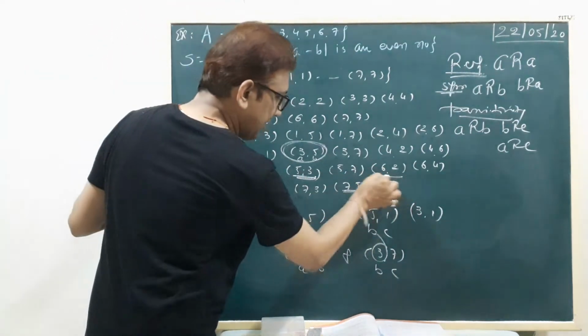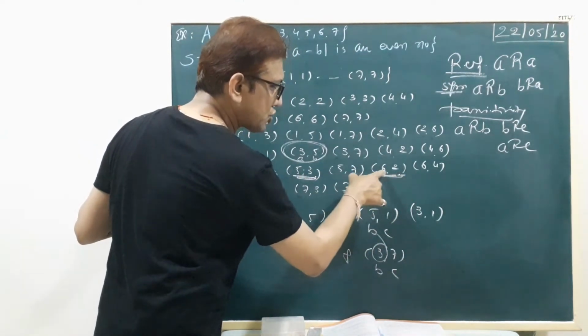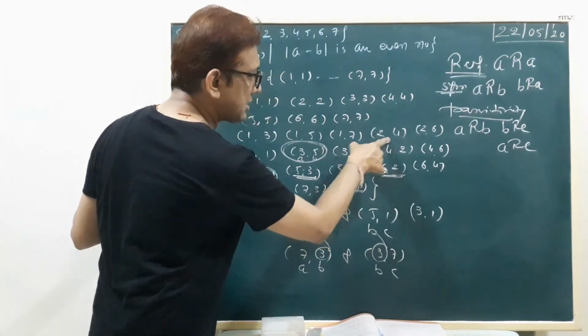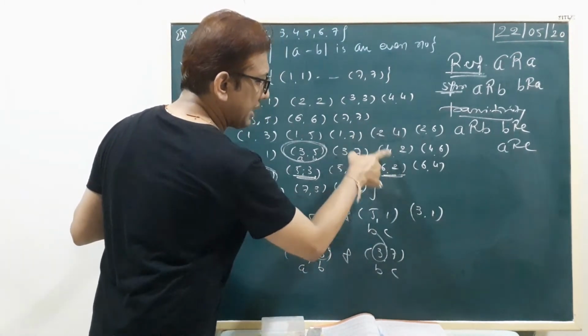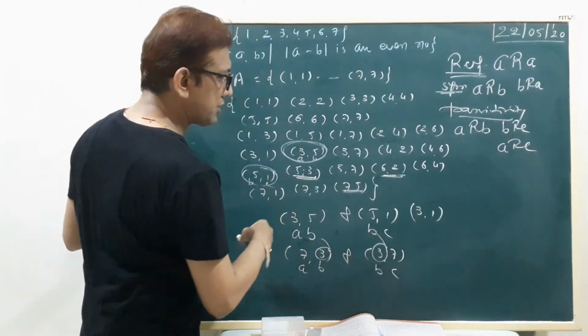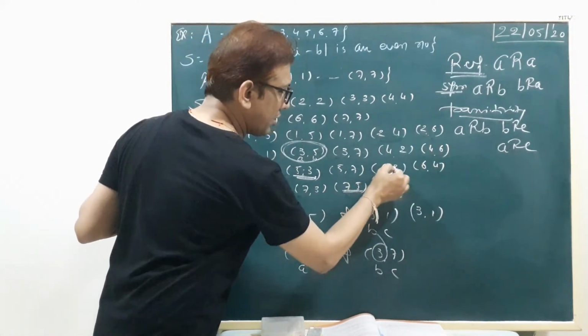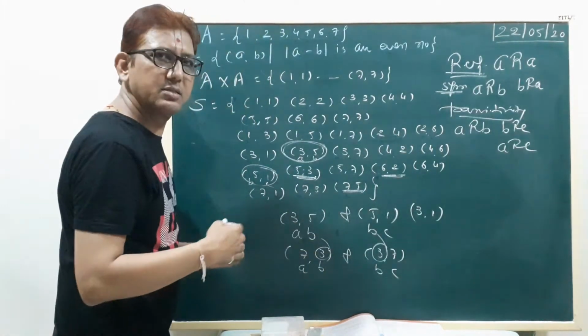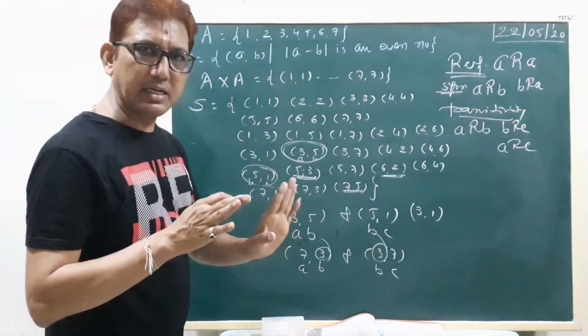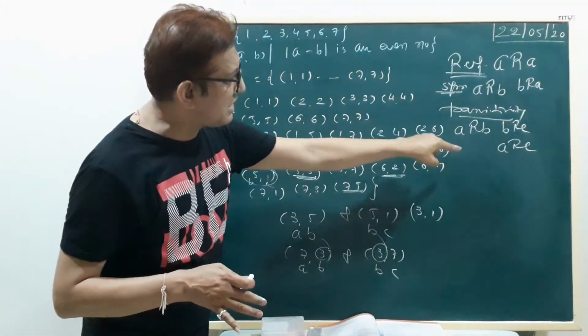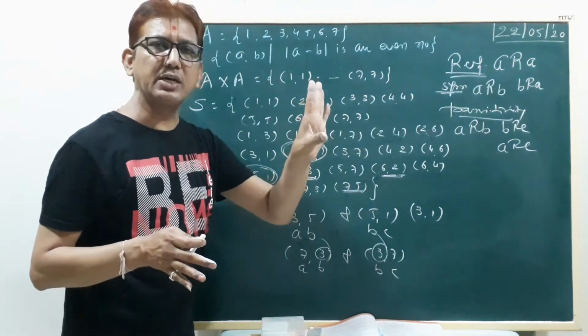Okay, another condition: 6, 2. So 2 is here, 2, 4. Common element 2. 6, 4. 6, 4 is here. Again 6, 2 and 2, 6. 2 is the common, so the third bracket is 6, 6. Here. Is that clear? So the transitivity property is also satisfied.